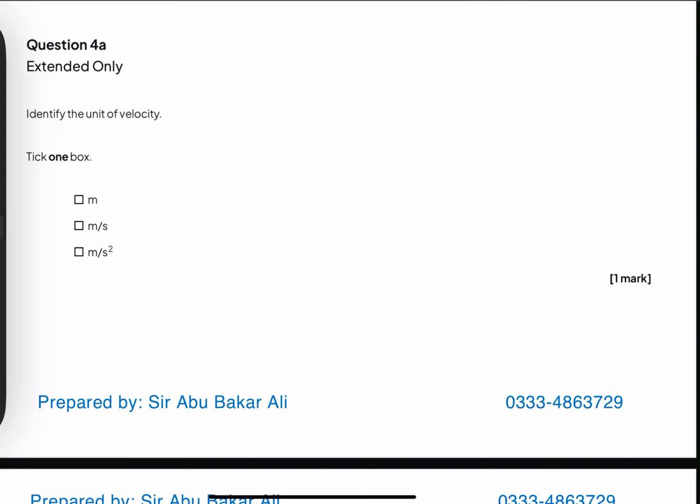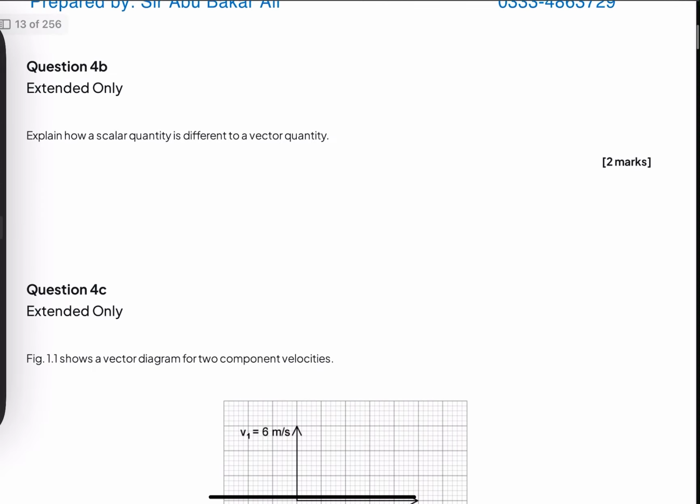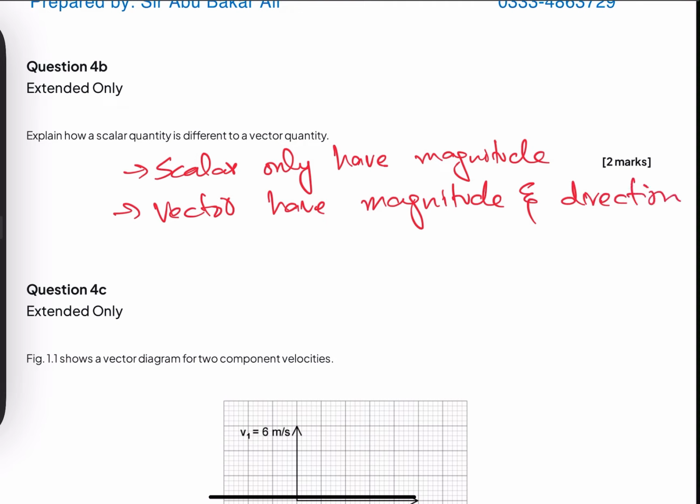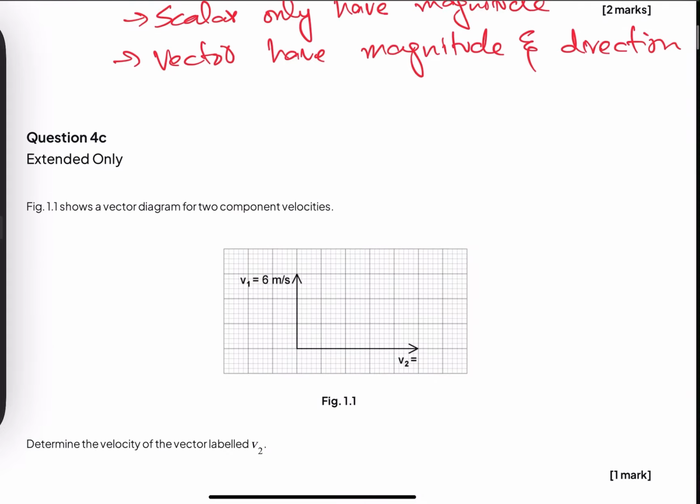We have to identify the unit of velocity. Velocity is measured in meter per second. Explain how a scalar quantity is different from a vector quantity. You can simply write down the definition. Scalars only have magnitude, and vectors have magnitude and direction. This is the basic difference between scalar and vector quantities.